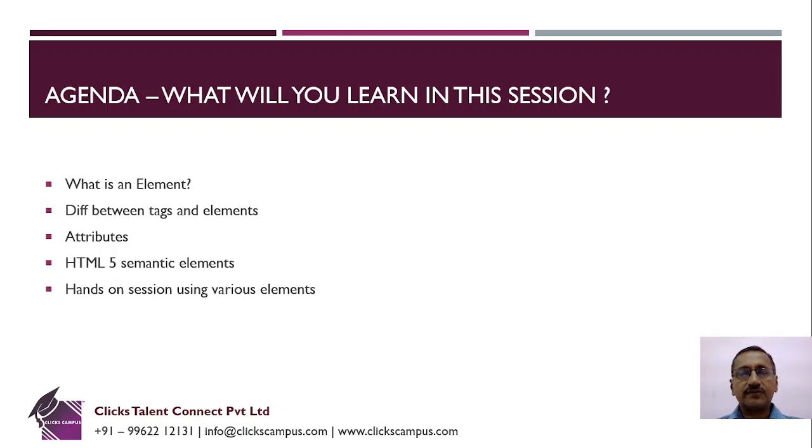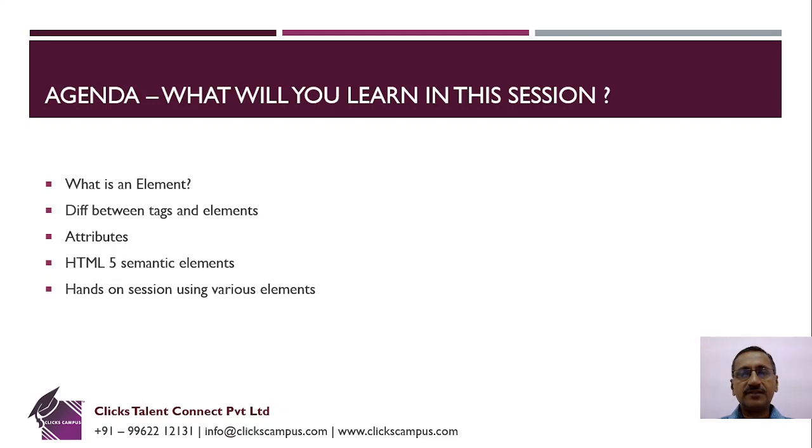Okay. So attribute. What is an attribute? Every element can have certain qualities. For example, if you take an a element or anchor element, it will have an attribute called href, hypertext reference. Then if you take an IMG, image element, then it will have attributes called SRC and ALT. Now SRC refers to source.